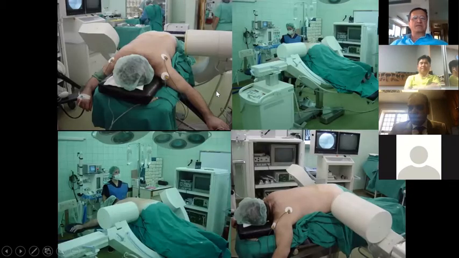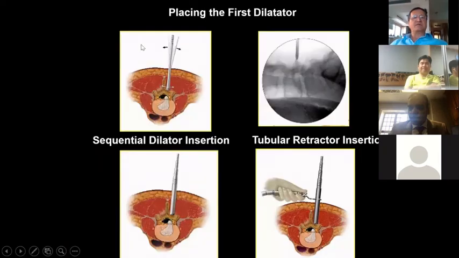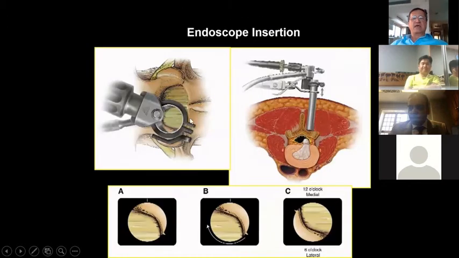This is what I was doing at the beginning. Guide wire placement, then dilatations, and then placing a working channel. It may be a 14 to 16 millimeter diameter tube in case of disc herniations. But if it is spinal stenosis, 16 or 18 millimeters is more comfortable. In case you are doing a transforaminal lumbar interbody fusion, you can switch to an 18 to 20 millimeter diameter tube.